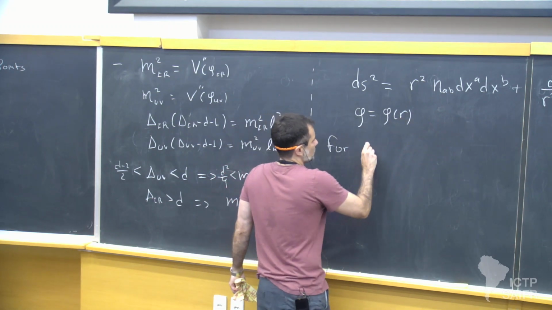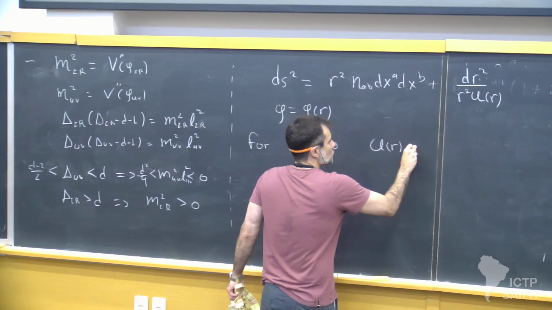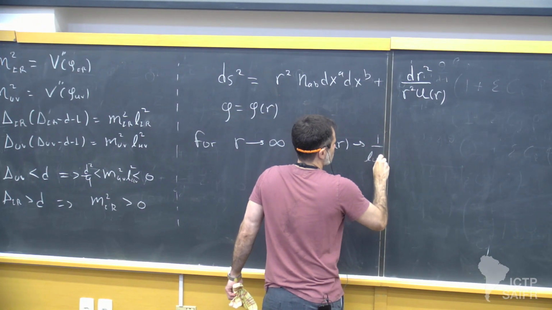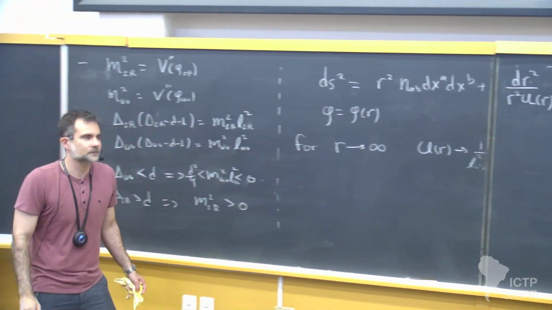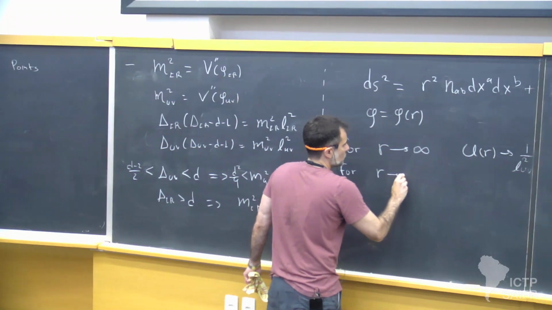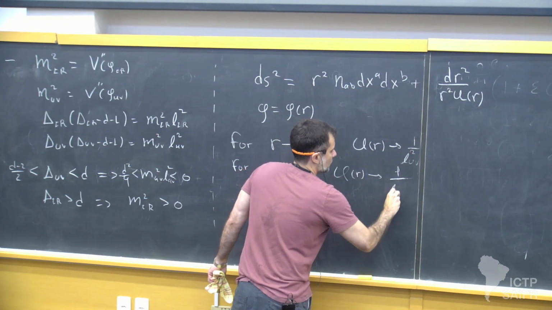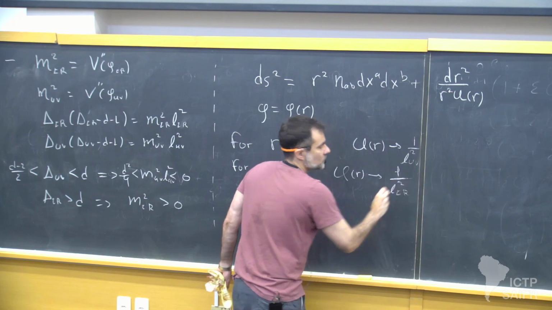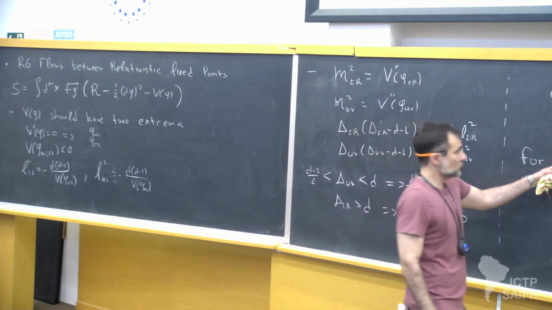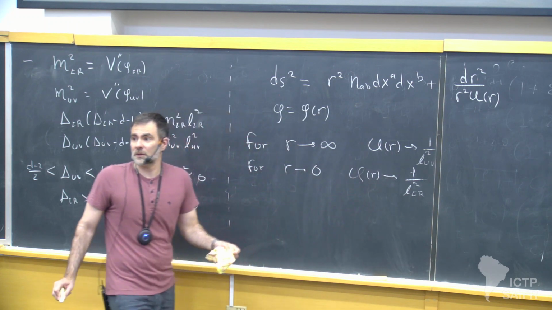So for R going to infinity, this function U of R should go to what? It should go to 1 over the radius of the UV AdS squared. And correspondingly for R going to 0, U of R should go to 1 over the radius of the IR fixed point squared. So in the UV, I'm getting the UV theory. In the IR, I'm getting the IR fixed point. That's what it does. It's as simple as that.